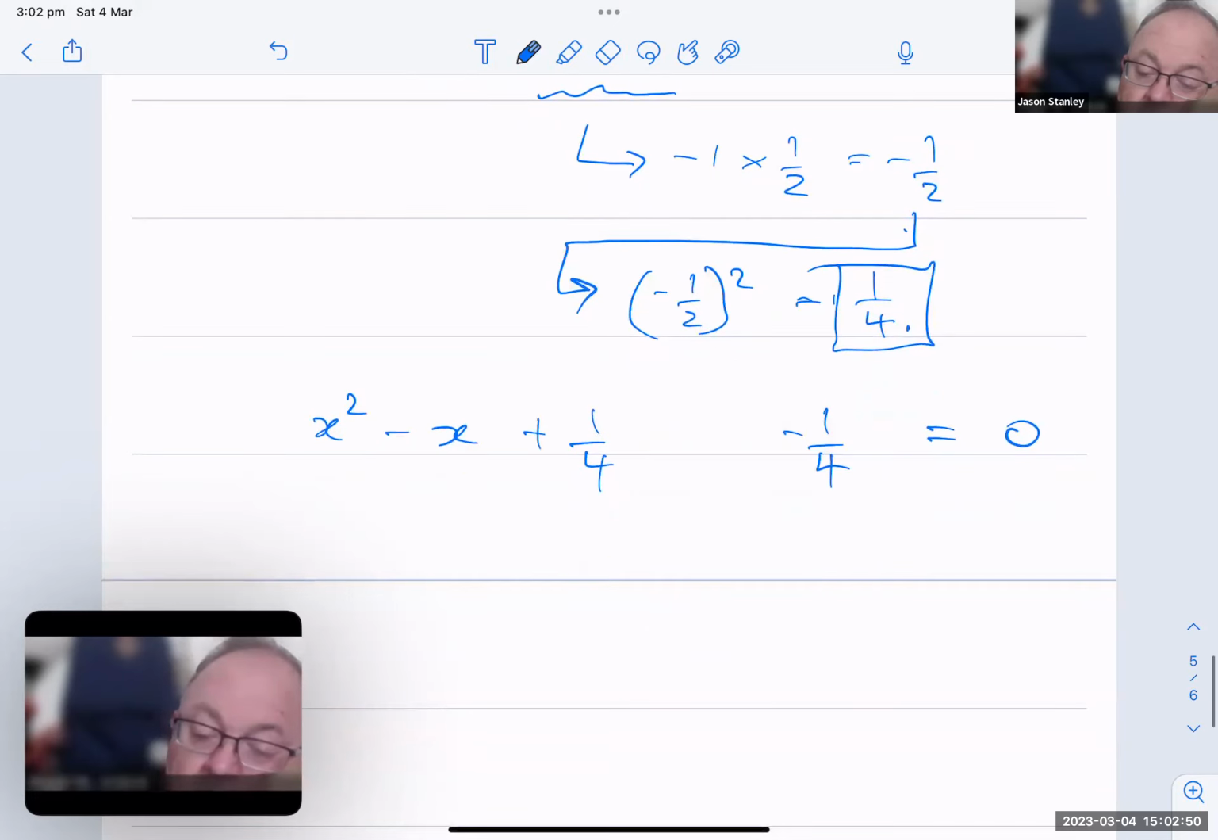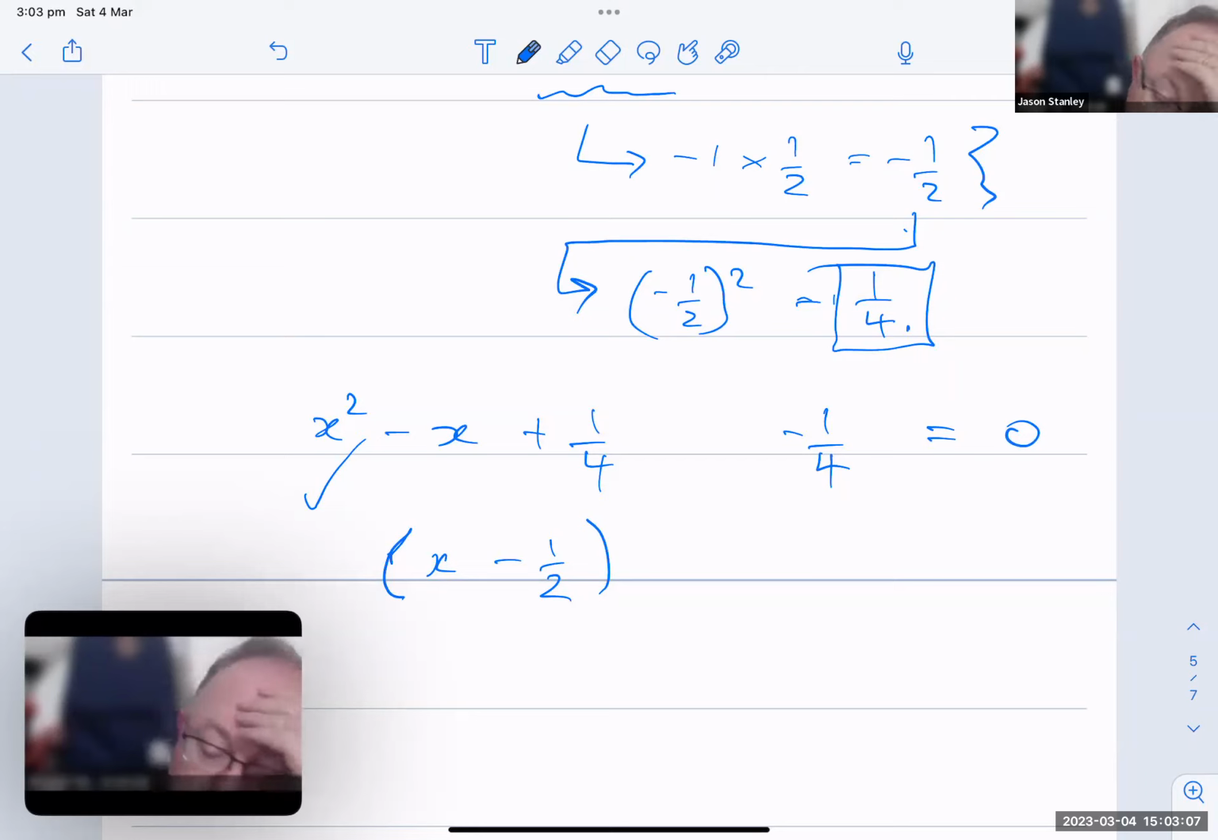Now this is a perfect square in x, and minus a half. That was this one. Let's try it. x times x is x squared. X times minus a half, this is the shortcut, is minus a half x times 2 is minus x. 2 halves and done. Minus a half times minus a half is a quarter. Tick. And that's a perfect square.